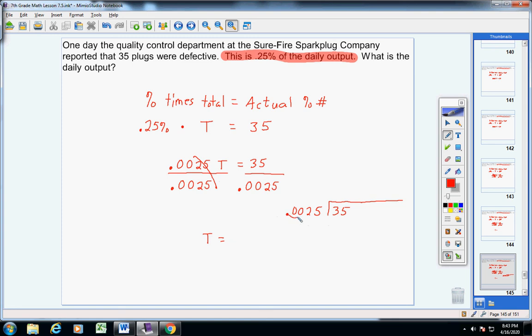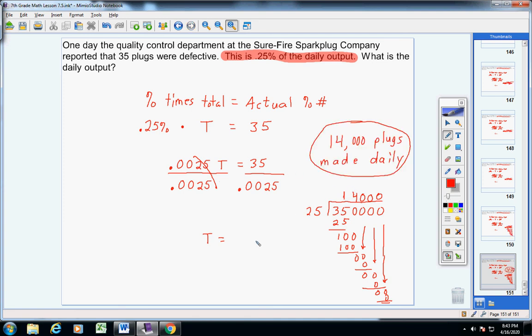That would be 1, 2, 3, 4 places. But if I move this decimal 4 places, I must also move this one 4 places and put in 4 zeros. So I end up with this, and of course 0025 is the same thing as 25. And if you do your division problem, you'll get 14,000. Okay, so 14,000 is my T, which is my daily total output.